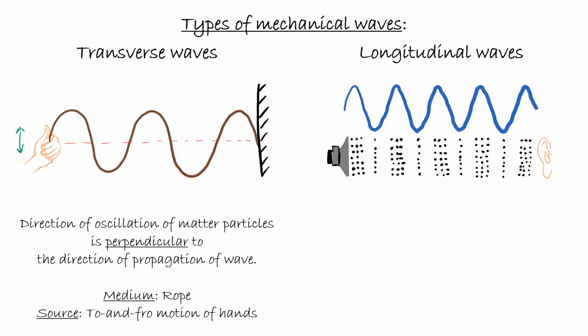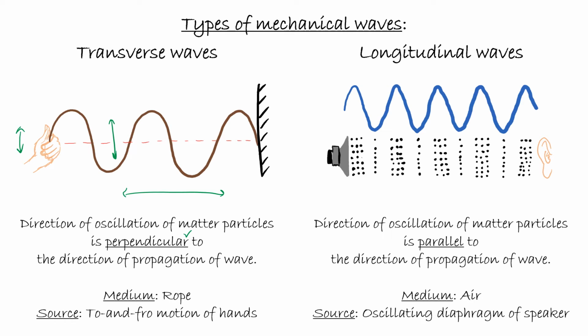Now, in case of a transverse wave, the direction of oscillation of matter particles is perpendicular to the direction of propagation of wave. As you can see here, the rope particles are oscillating in a vertical manner, whereas the wave is propagating in a horizontal manner. However, in the case of a longitudinal wave, the oscillation of matter particles is parallel to the direction of propagation of wave. Here, the diaphragm of the speaker oscillates in such a manner which causes the particles to also oscillate in a horizontal manner, and as we know, the wave itself is propagating in the horizontal manner.